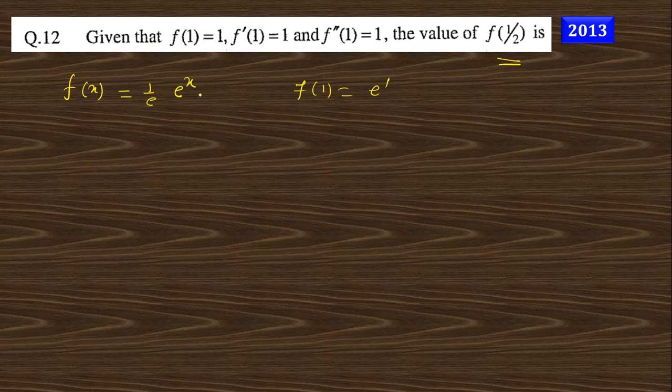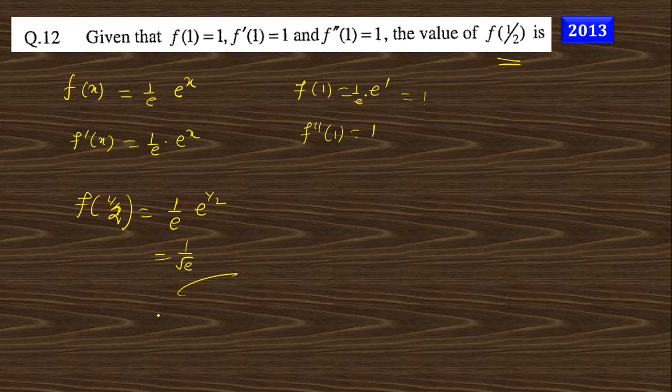If we put 1 by e, then 1 by e into e, which matches 1. f prime x is nothing but 1 by e into e to the power x, same function. So f double prime 1 is also 1. Okay, so this matches. So you can say f of half is nothing but 1 by e into e to the power half, so root e by e, so 1 by root e is the answer of this question. Go to the next one.